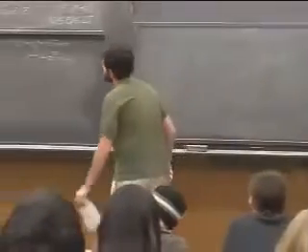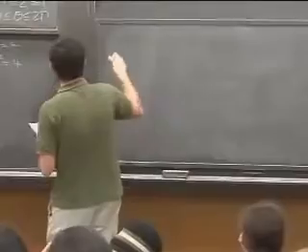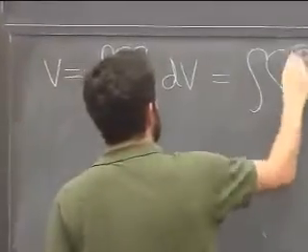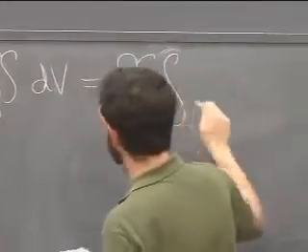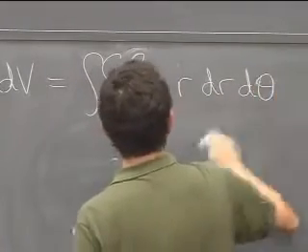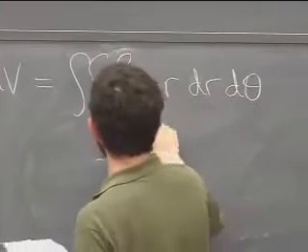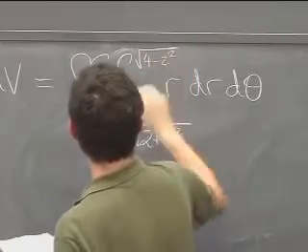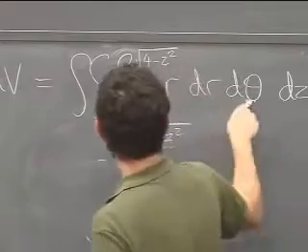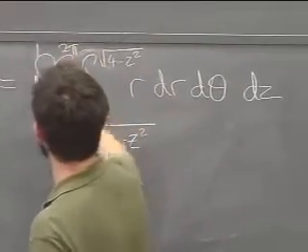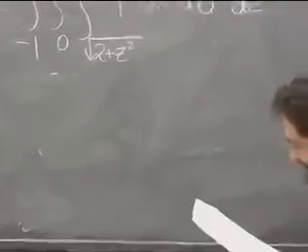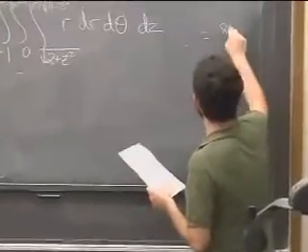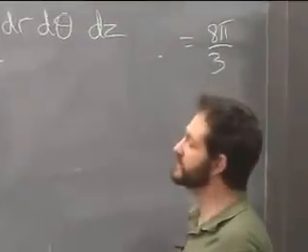Okay, so finally, let's just do this volume. The volume is the triple integral over this region. Cylindrical is r dr d theta. So r goes from root 2 plus z squared up to root 4 minus z squared, and I left out the dz. Theta goes from 0 to 2 pi, and z goes from minus 1 to 1. I'm going to leave this to you. It's a standard triple integral, and you can unwind it, and you get 8 pi over 3. Again, that has nothing to do with the divergence theorem.